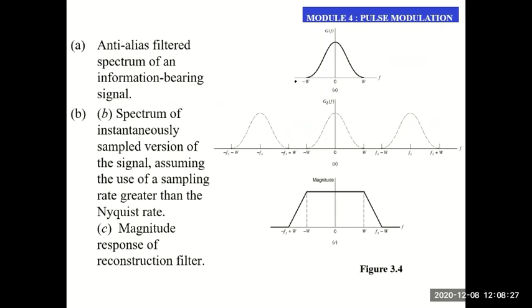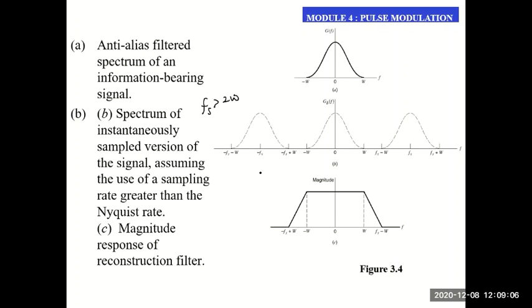Okay. See here, we are showing the spectrum of the original signal, the basic information bearing signal spectrum G of F. And when I have used a sampling rate which is greater than the Nyquist rate of 2W, you see there is a clear separation. And this tells us that we have to sample at a rate higher than the Nyquist rate so that you will not have this aliasing effect. Okay.